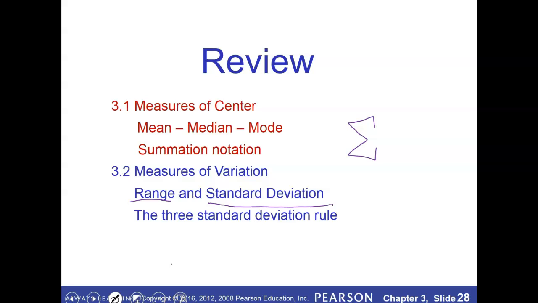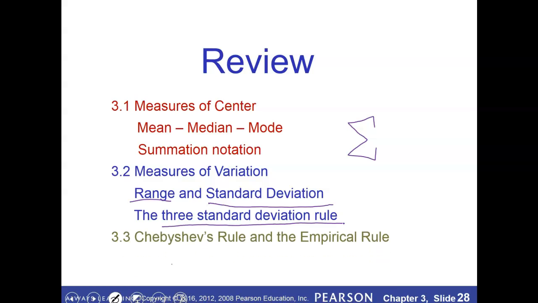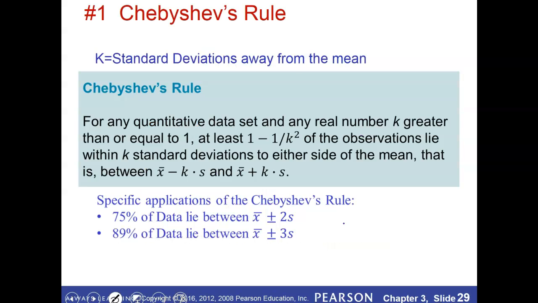We also talked about how the standard deviation was the average distance away from the mean. And we also talked about the 3 standard deviation rule, which means almost always, not always, but almost always, every single observation within a data set is going to be within 3 standard deviations of the mean. That leads us to 3.3, which is what we're going to be talking about today. This has a lot to do with standard deviation and how many data points are within a specific standard deviation. So we're going to start with Chebyshev.